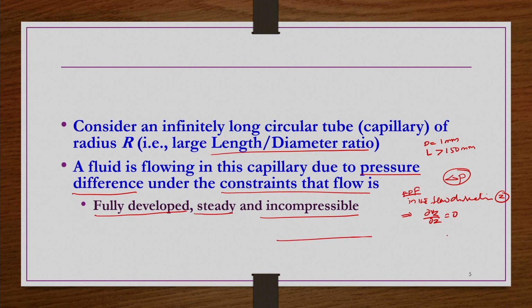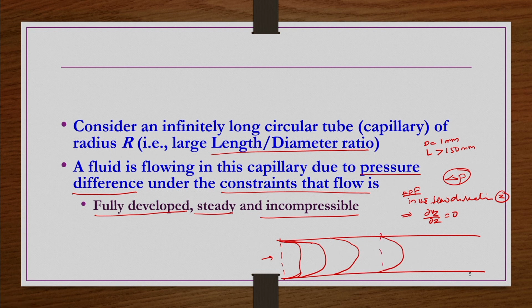Or pictorially, you have a tube like this. At the entrance, if you draw a velocity profile, let us say you have a uniform velocity given initially. Then it develops something like this, further it develops something like this, and then gradually at certain locations it becomes parabolic like this. This parabolic profile, I am talking about Newtonian fluids, is not going to change even if you go to higher values of z. This is z direction, this is r direction.